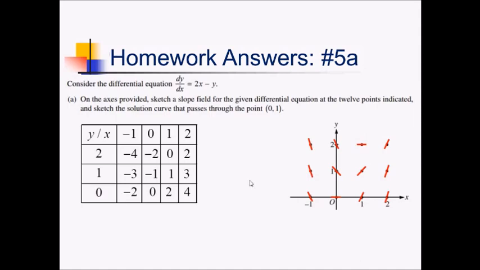Next, I think they also wanted us to sketch the solution curve that passes through the point (0, 1). So here's (0, 1). We have to sketch the curve that goes through there, trying to follow these tangent lines as best we can. We seem to have some kind of parabola action going on here, so that's what I'm going to draw. And there we are. Part A done.